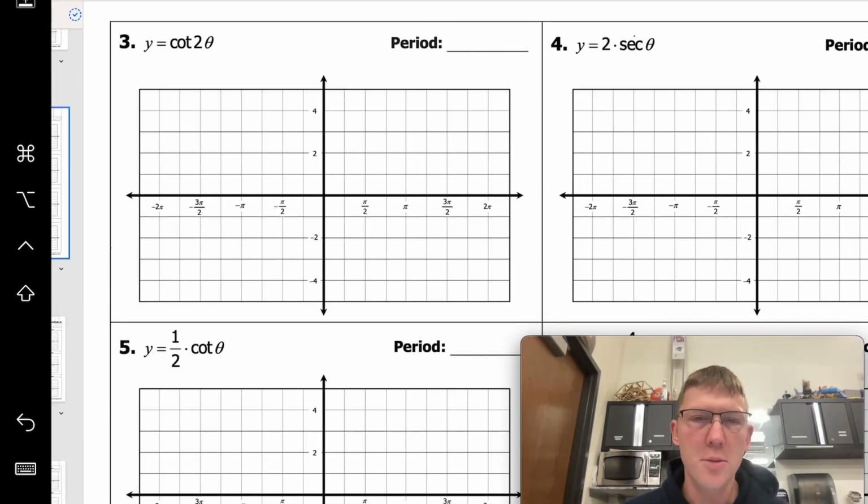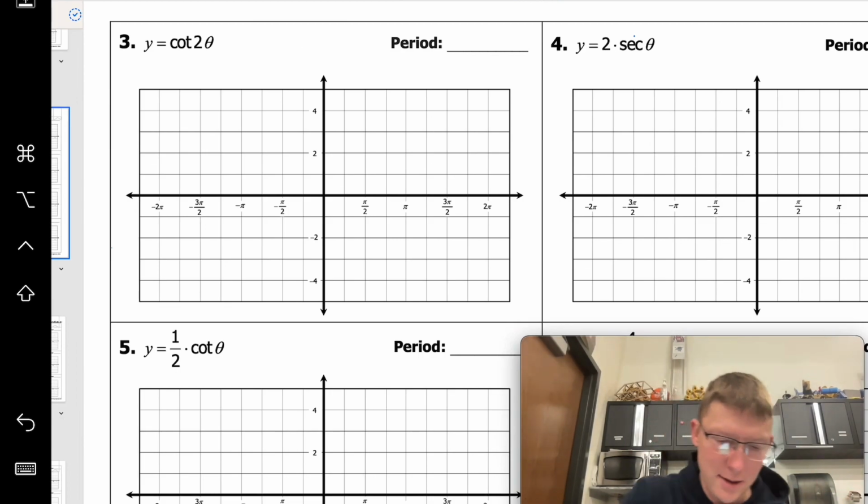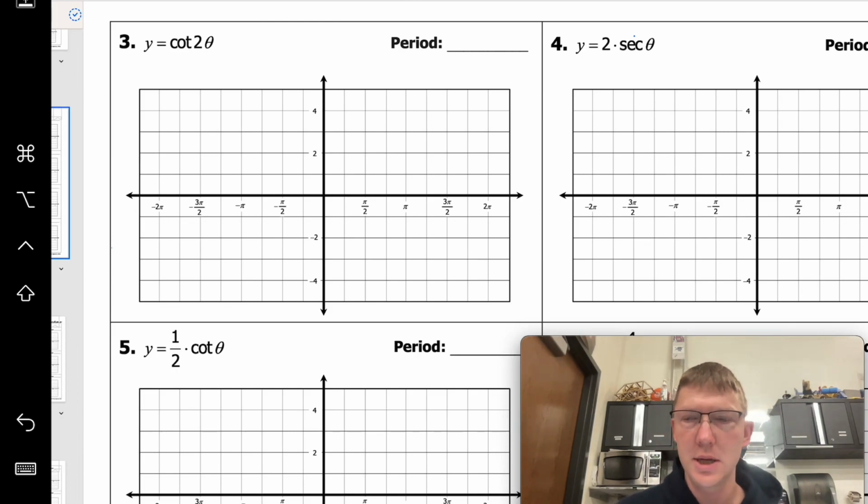All right, so looking at number 3, y equals cotangent of 2 theta. So step 1, we want to, number 1, find the period, and number 2, it'd be nice to remember what the graph looks like. So cotangent is related to tangent. It's the opposite of tangent.